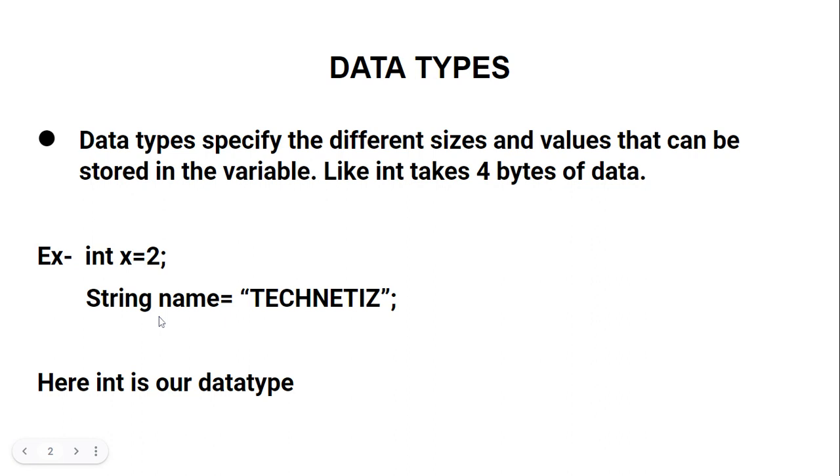Next example: String name = technetics. Name is a variable. What kind of data does name have? It has string kind of data. So what is the data type of that name variable? That is string. So this is the data type.